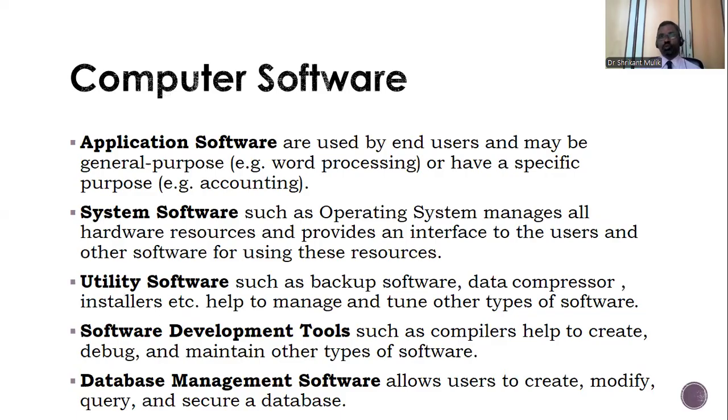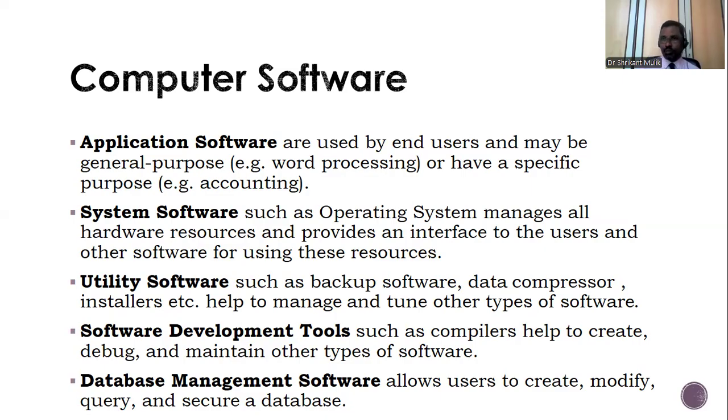Then let us come to software. So we talked about hardware. Now let us come to software. Now, software, we could talk about five types of software, so to say. The first one is what we call application software, which is what we use as end users, right?